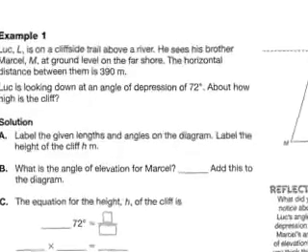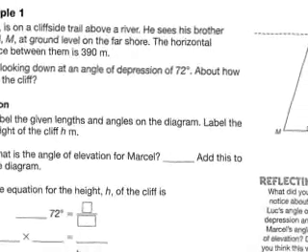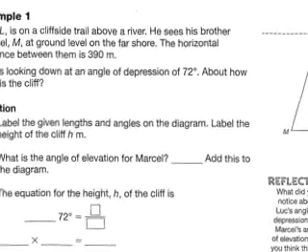All right, so we're going to look at our first example. So here we have Luke L. is on a cliffside trail above a river. He sees his brother Marcel M. at ground level on the far shore. The horizontal distance between them is 390 meters.